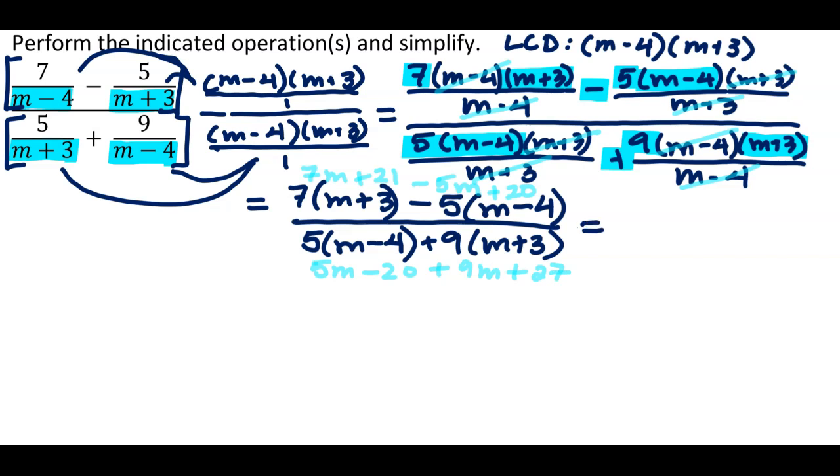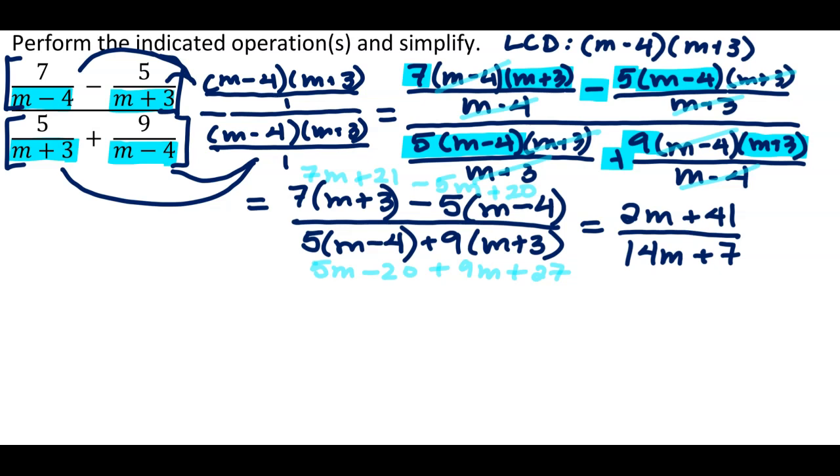So all together, I get 7m minus 5m on the top, so 2m, and 21 plus 20 is 41. On the bottom, 5m plus 9m is 14m, and then negative 20 plus 27 is plus 7. I could factor a 7 out of the bottom, but I can see that there's nothing to factor out of the top, so I won't be able to cancel.